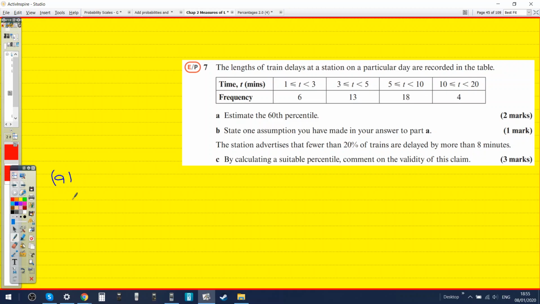So 60 over 100 times 41 gives you 24.6. So that's in 5 to 10. So you do 24.6 minus 13. Nope. Close. Were there 13 students less than that?